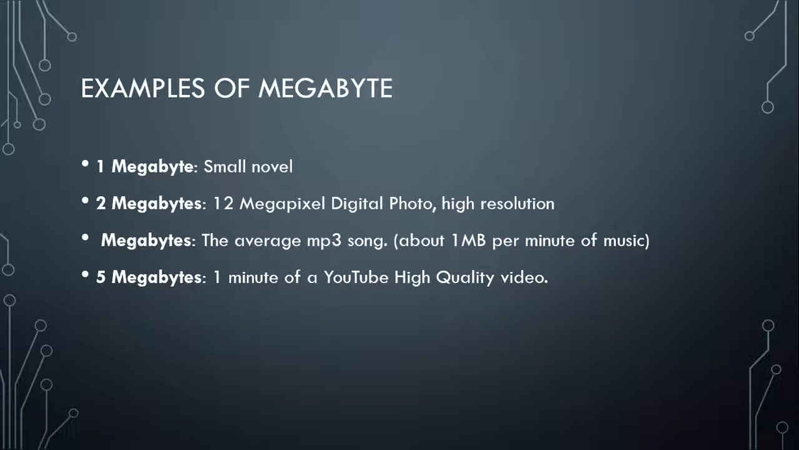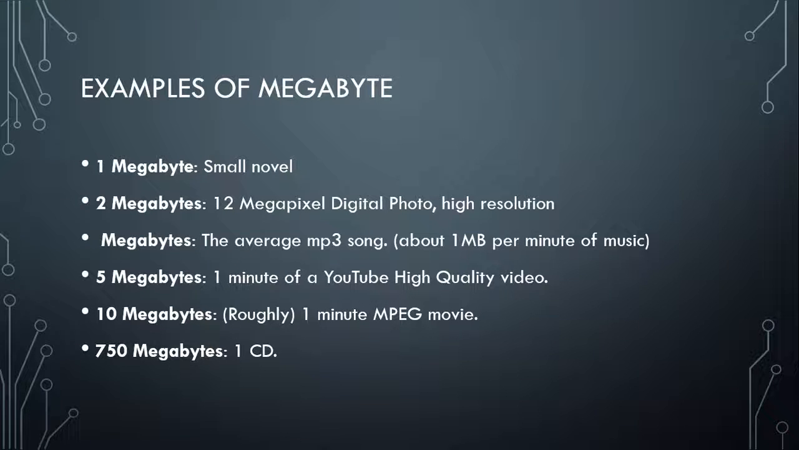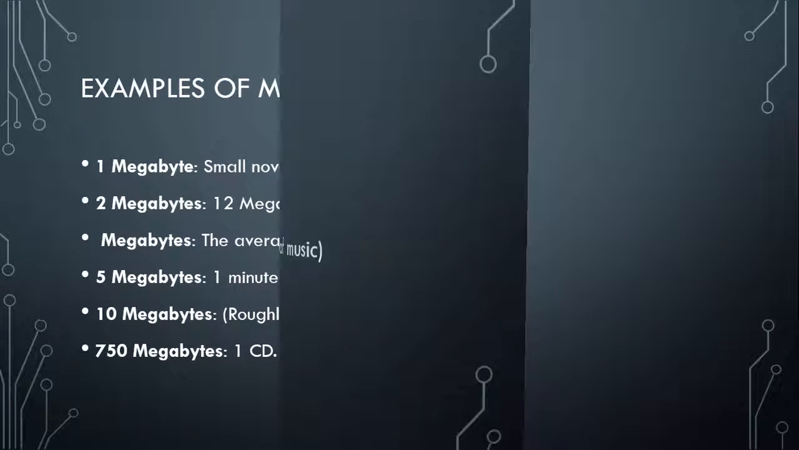5 megabytes is equivalent to about 1 minute of a high quality YouTube video. And 10 megabytes is roughly 1 minute of an MPEG movie. MPEG is a format that you have when you create video. And 750 megs is about 1 CD.